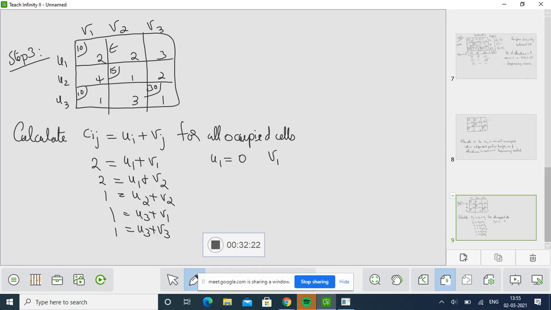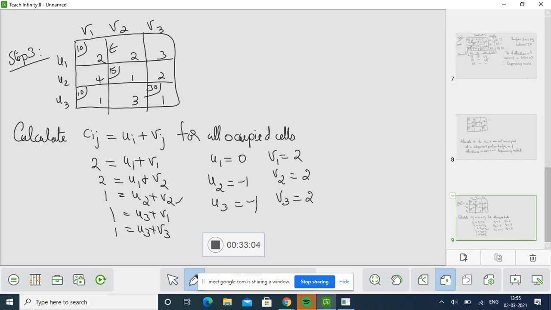What happens if I put U1 is 0? I will have V1 is 2. Also, I will have my V2 value to be 2. Then substitute the V2 value in the third equation. V2 is 2, U2 is minus 1. Come for the next one. V1 is 2, U3 is minus 1. If U3 is minus 1, what happens to V3? V3 takes the value 2. So this is the value that we are getting for U1, U2, U3 and V1, V2, V3.